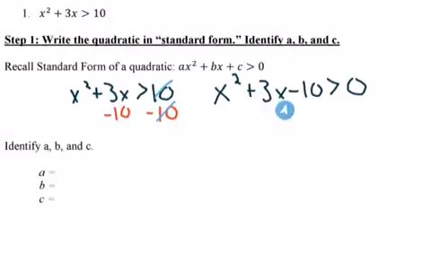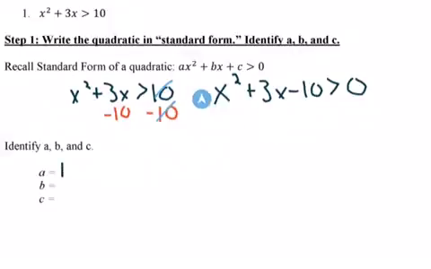Now you can see I've got all of my terms on one side of the inequality and a 0 on the other side. The next step is to identify my a, b, and c. What do you think? What are a, b, and c? Hopefully you were able to see that a is the coefficient of the squared variable term. So I look here, here's my squared variable term. What number is in front of that? In this case, it's a 1.